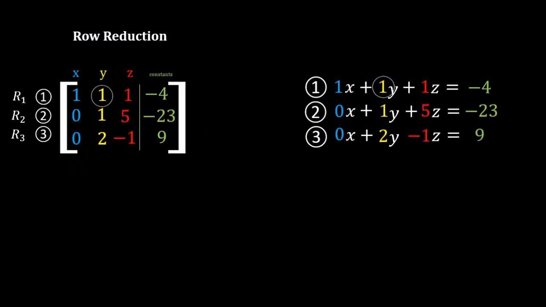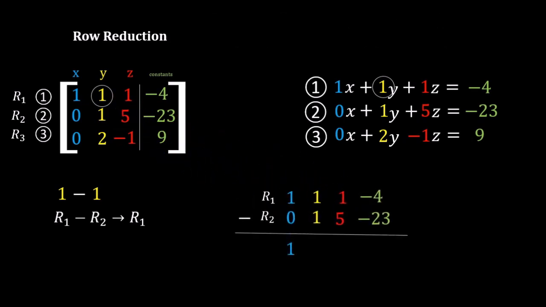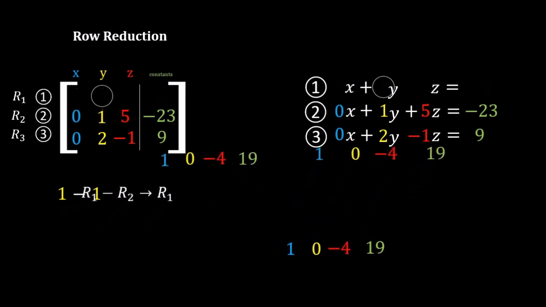Now we'll move on to row 1, column 2, which should be a 0. Using the numbers in the same column, we can get 0 by subtracting 1 and 1, the first being from row 1 and the second being from row 2. Their difference is the row 1, 0, negative 4, 19, which we'll put in row 1 since that's where we want our 0 to be.